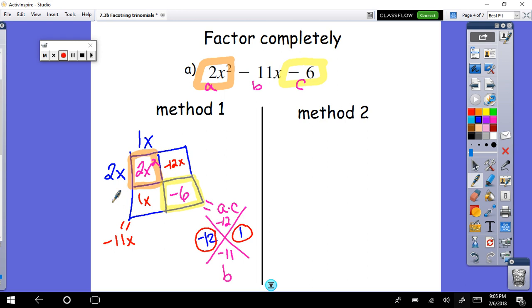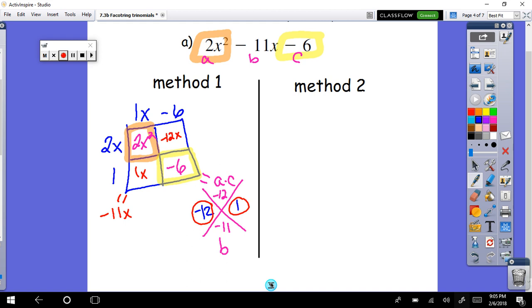Now 1x times what is 1x? Well, that means there has to be a 1 here for this row times this column to equal 1x. Then 2x times negative 6 would give me the negative 12x here. Then just to double check the last row, 1 times the last column, negative 6, is negative 6. So that is my answer. I just need to write that out. It's the factors 1x minus 6, which is just x minus 6, times 2x plus 1. So those are my two factors.